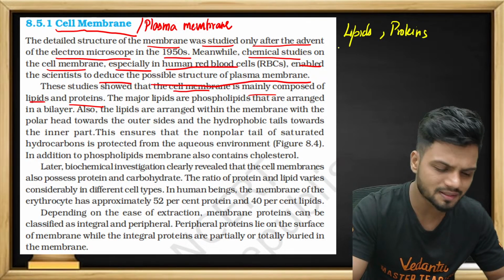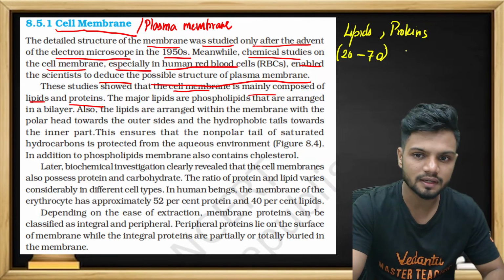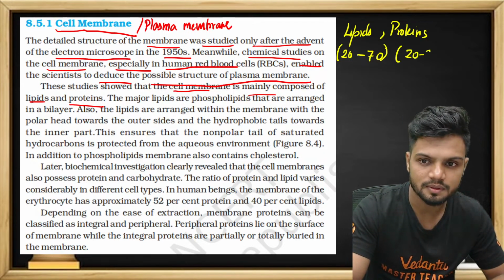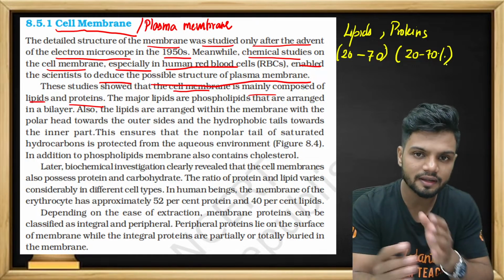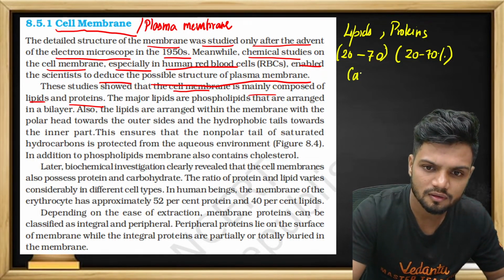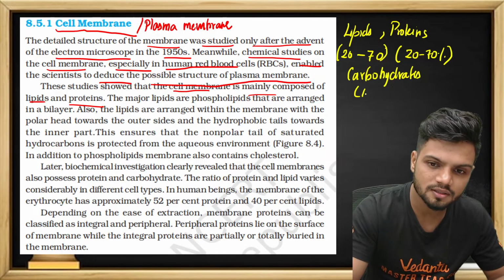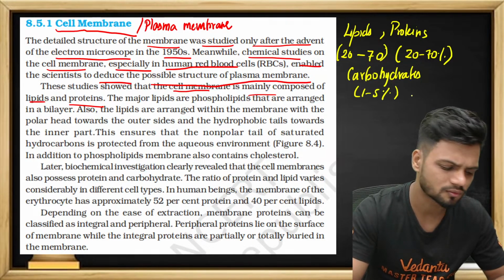proteins. Lipids is generally around 20 to 70%. Yes, it can vary between that. Protein also can vary between 20 to 70%, with varying degree. Apart from that, we also have carbohydrates. Carbohydrates are just 1 to 5%. That's all.